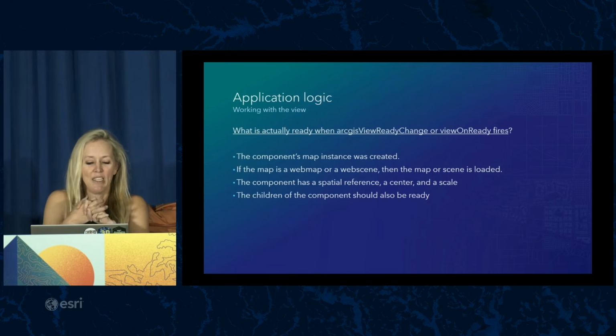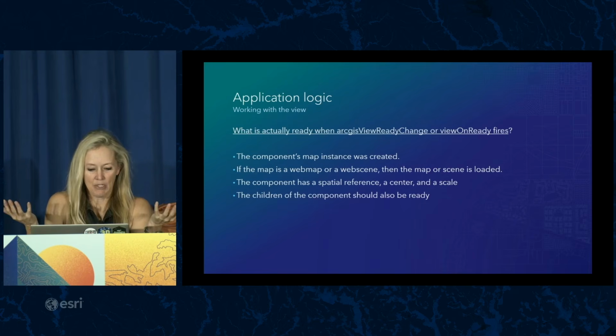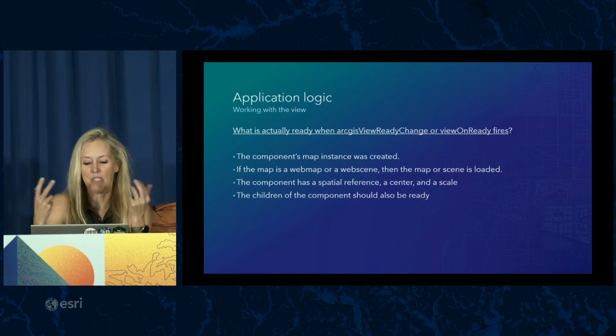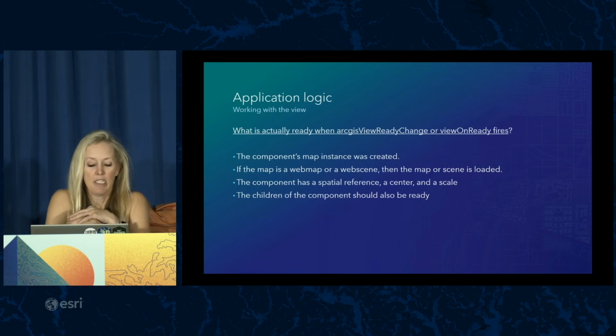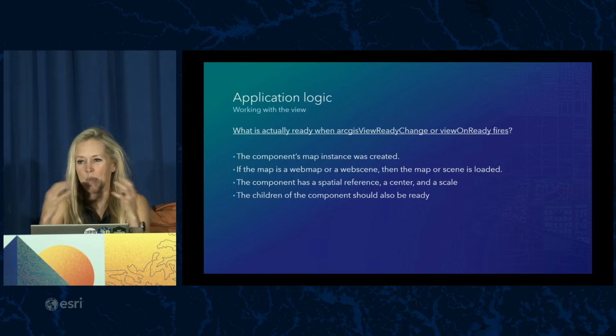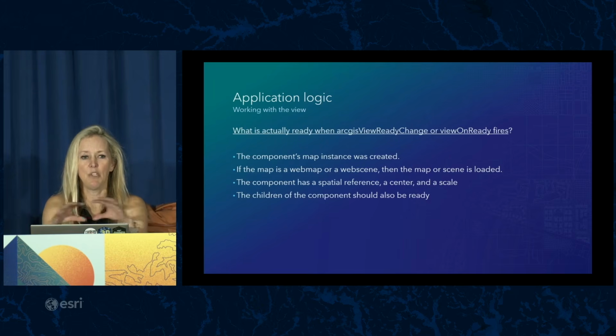So what's ready when that actually fires? Well, the map instance was created. If it has a web map or web scene, that's been loaded, so you can actually figure out what layers are in there. It has a spatial reference, center, and scale, and then the children of the component should also be ready. So that's where you can start interacting with the view. This doesn't mean that all your data is downloaded and ready to be working with. This means the view is set up and for you to start interacting with the view object itself.